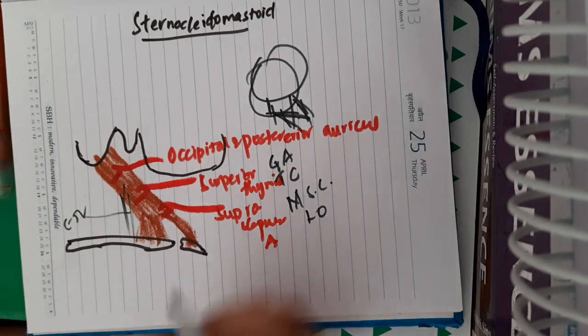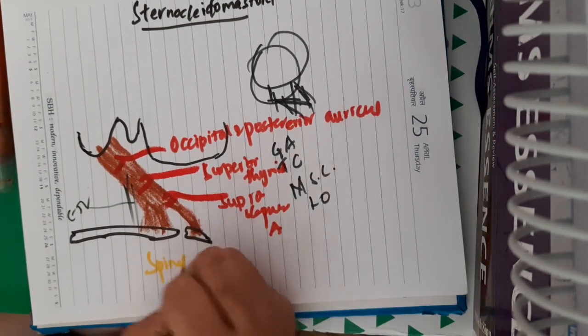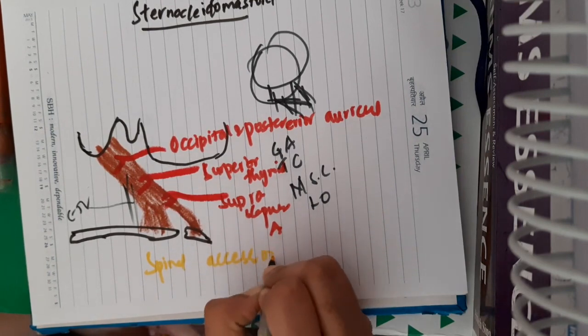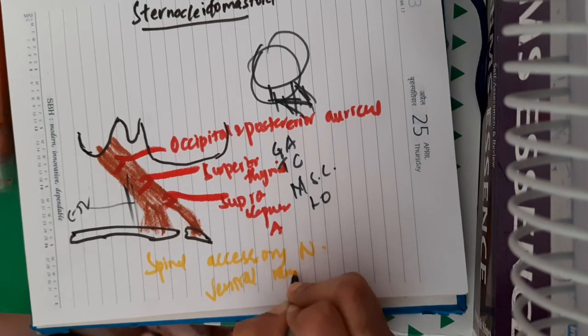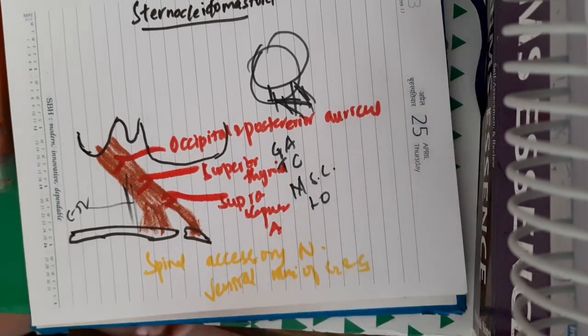And if we see the nerves, sternocleidomastoid is supplied mainly by the spinal accessory nerve, and it is also supplied by ventral rami of C2 and C3. So this is about sternocleidomastoid.